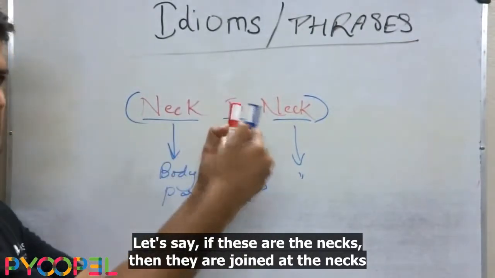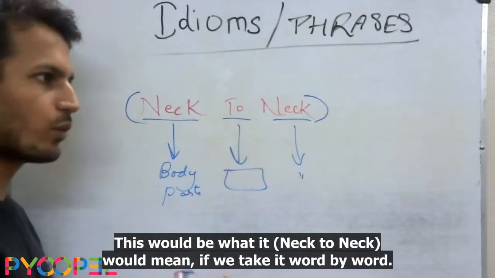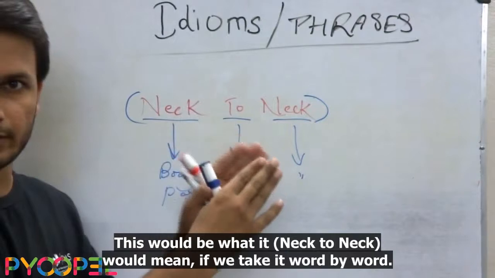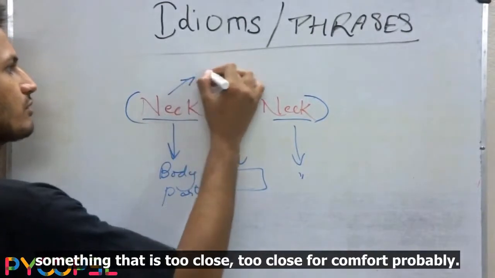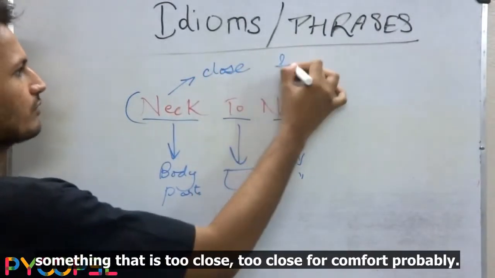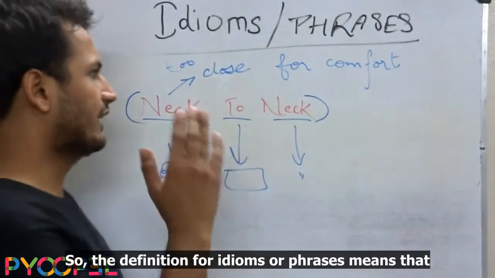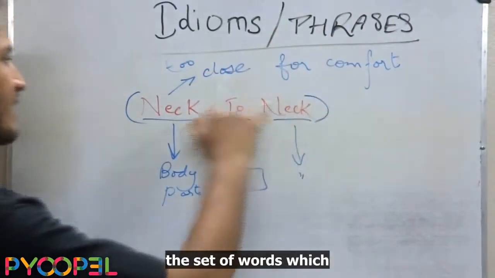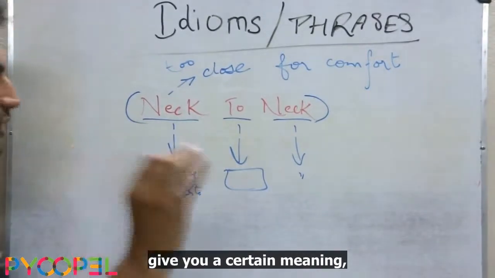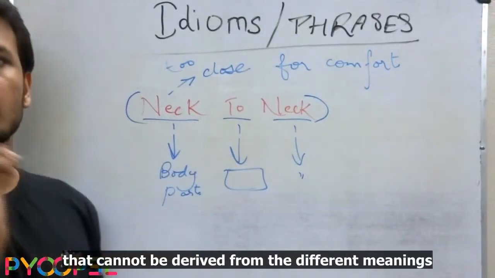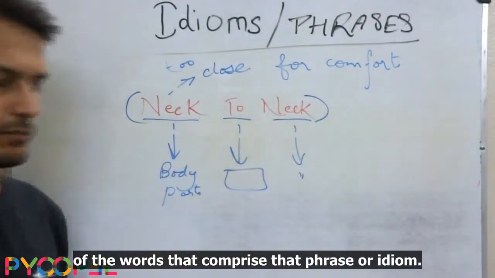Let's say if these are the necks, then they are joined at the necks, or two people are standing neck to neck. This is what it would mean if we take it word by word. But the real meaning for neck to neck is something that is too close for comfort, probably. So the definition for idioms or phrases means that the meaning of the set of words cannot be derived from the different meanings of the words that comprise that phrase or idiom.